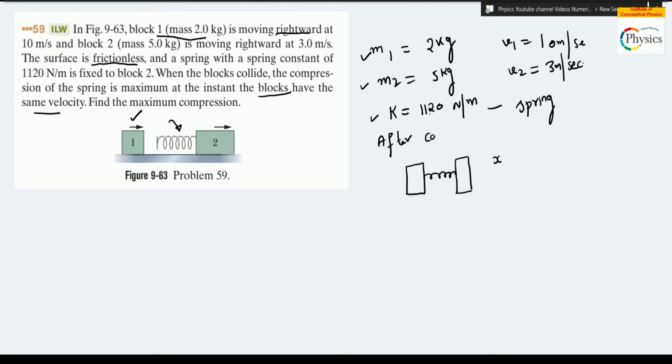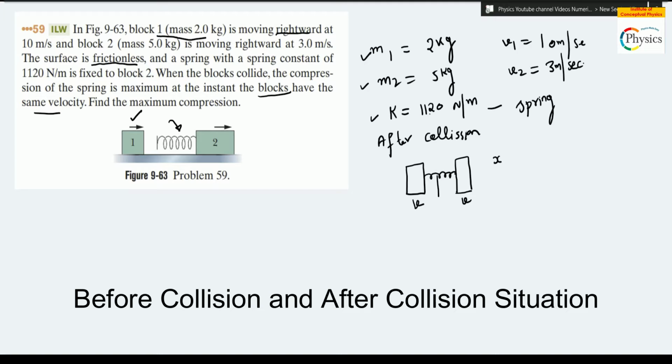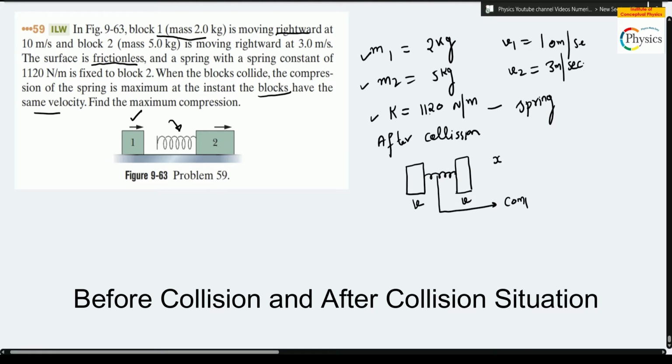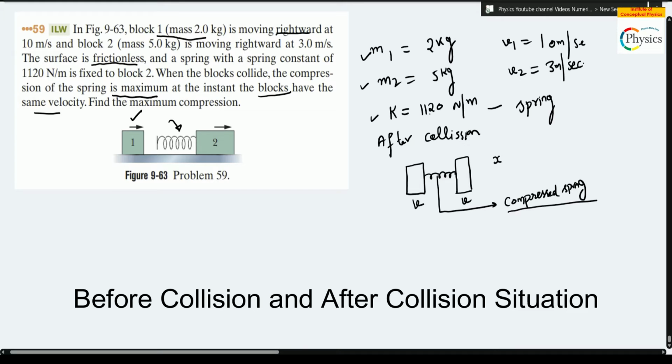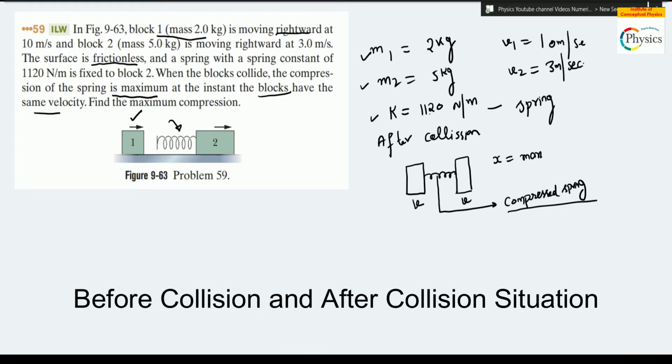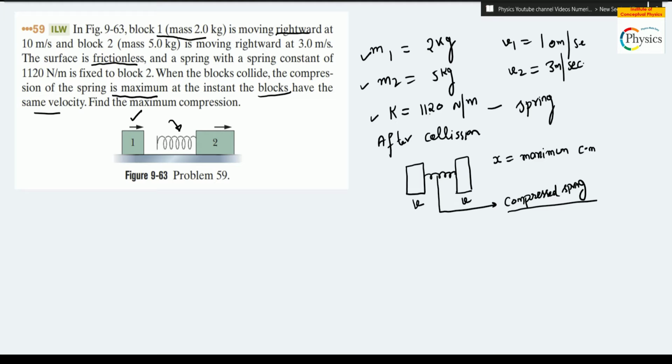So after collision, what is happening? The spring, so this becomes a common system. The velocity is common. This is the compressed spring, and it is known that the compression of the spring is maximum. So whatever the compression is, this is the maximum compression.